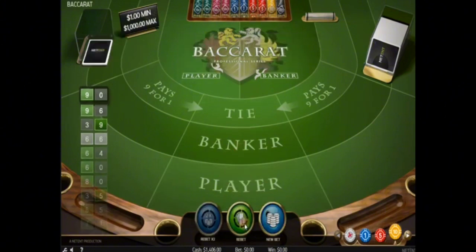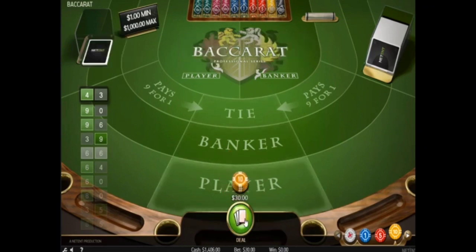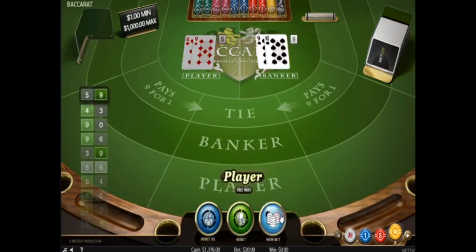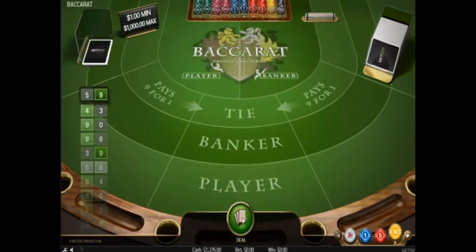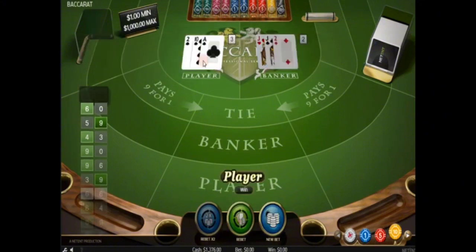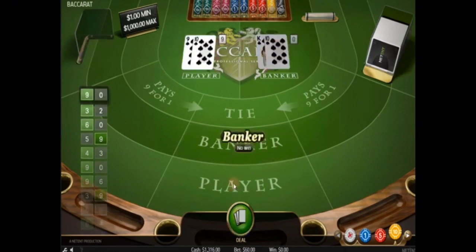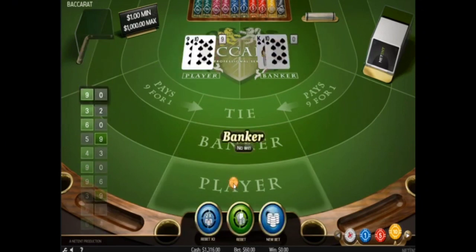Player won, and player shows a 4. Okay. Player won. Player shows an odd. Darn it. Getting wrecked now, guys.